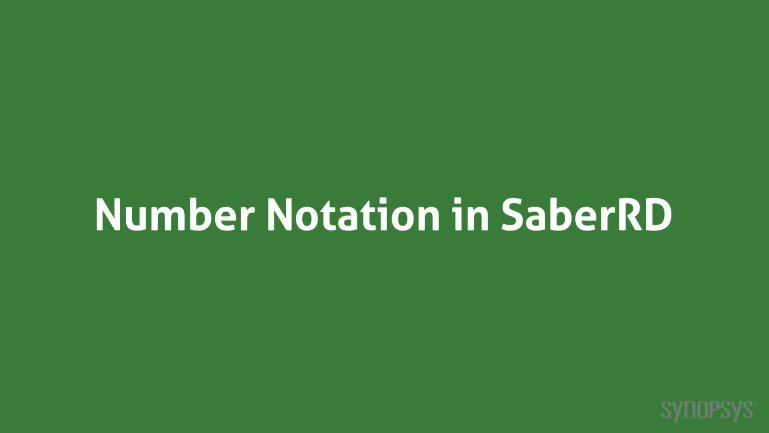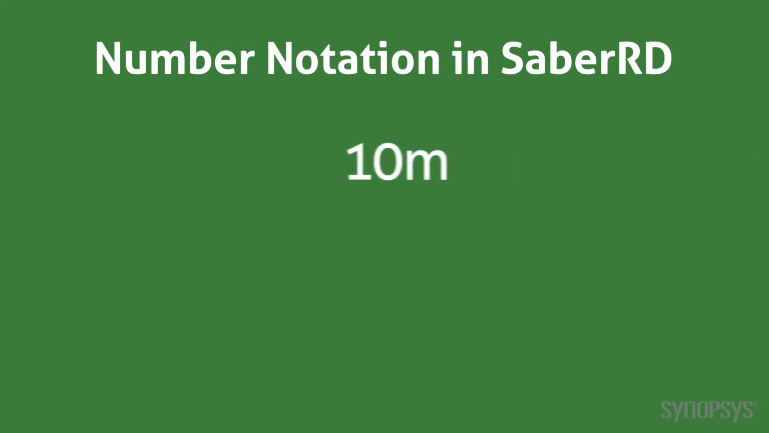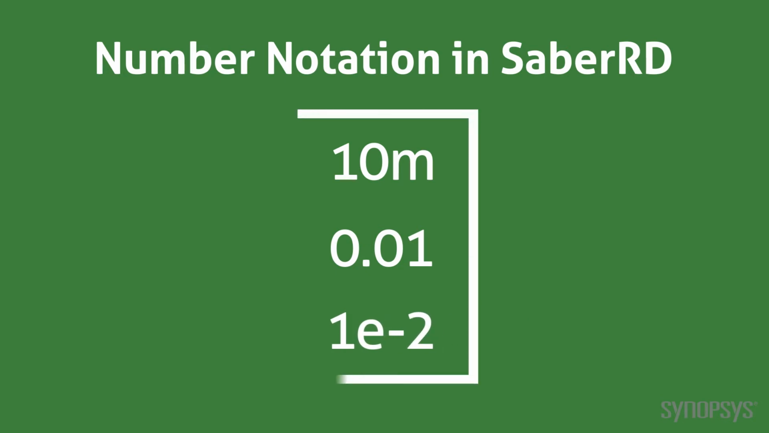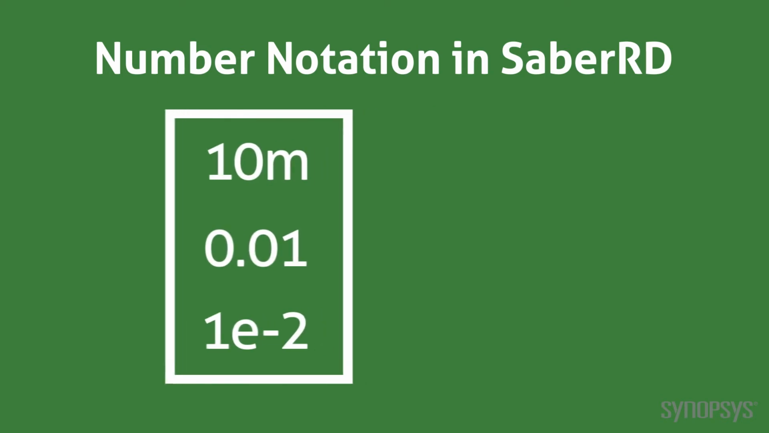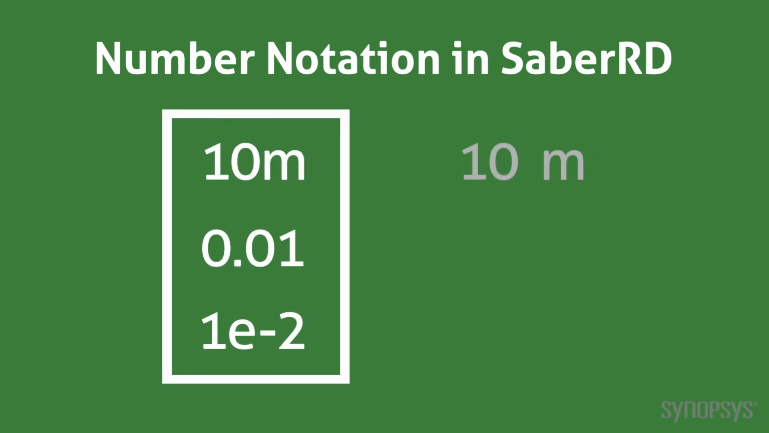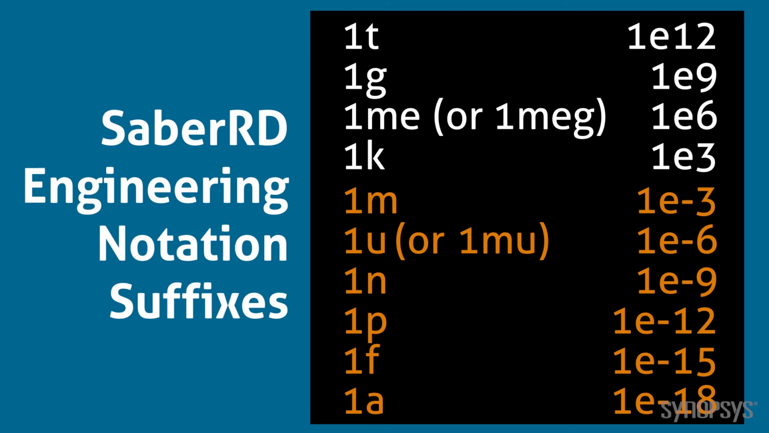Before we go further, let's first look closer at number notation in Sabre RD. Notice that we specified the engineering notation of 10M to represent 10 milliseconds for the end time of the analysis. We could have also used 0.01 or specified this parameter with an exponent. All three of these notations are equivalent and acceptable. However, a space between the number and the suffix is not allowed, nor can the units be included. Both of these will result in an error. Here is a list of engineering notation suffixes that Sabre RD understands. Engineering notation is accepted throughout Sabre RD. Notice that it was used on this schematic for the component values.